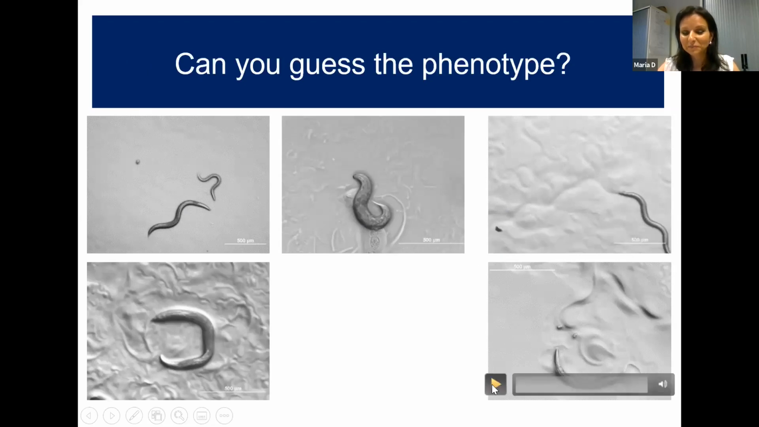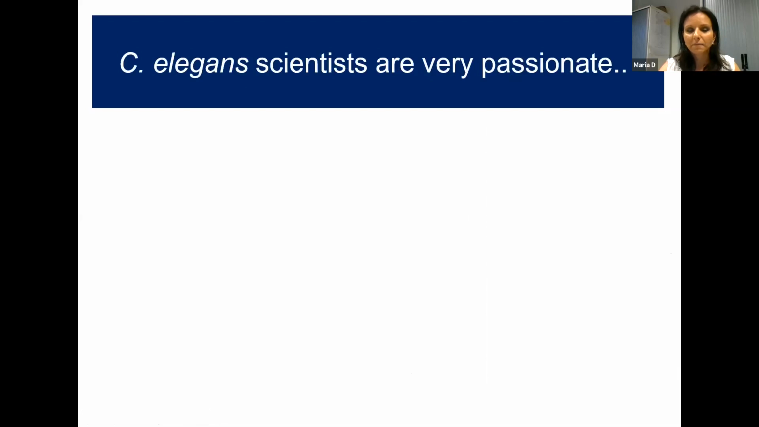And at the bottom of this screen, I'm now showing you a video of an animal that actually struggles to move. As you can see, it doesn't have this characteristic sinusoidal movement. So if you thought it's a dumpy worm, you are correct. Okay, so this is very important for us. This is very important for us to be able to identify phenotypes and how we can reverse these phenotypes to make the animals look healthy again.